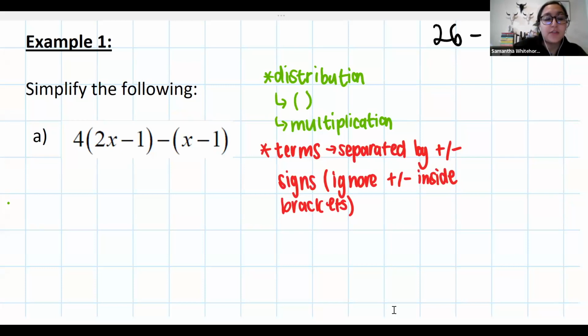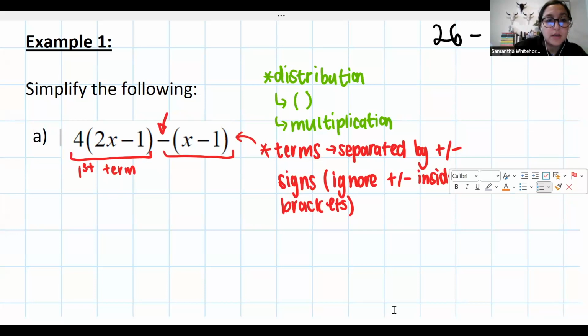So guys, if we go to the expression that I've given you here, and we take into account this idea of terms, we are ignoring the signs inside the bracket. The only plus or minus sign I have in this expression is the minus between the brackets. What that's telling me is that this expression has two terms. Here's my first term of 4 times the bracket 2x minus 1. And here is my second term of the minus 1 times x minus 1.